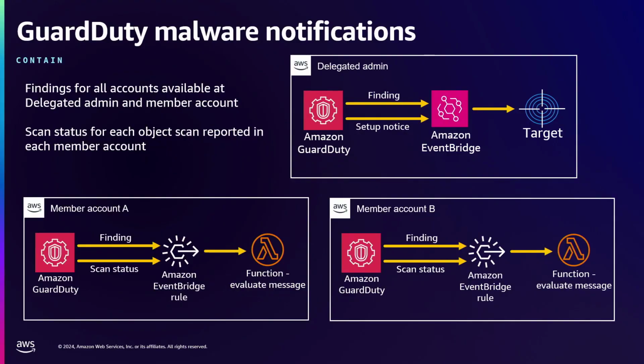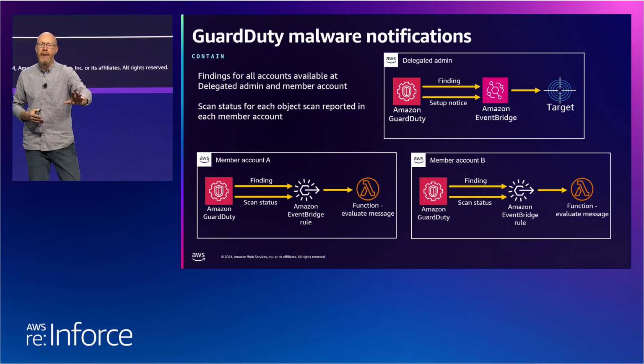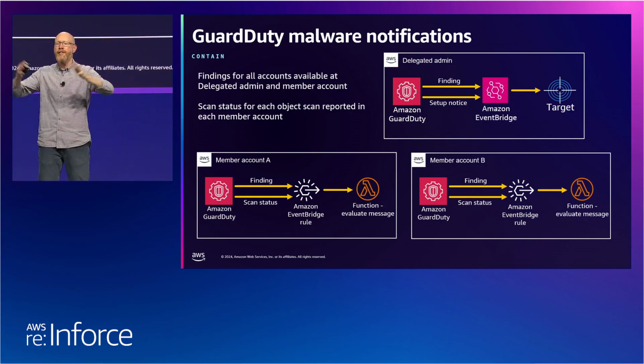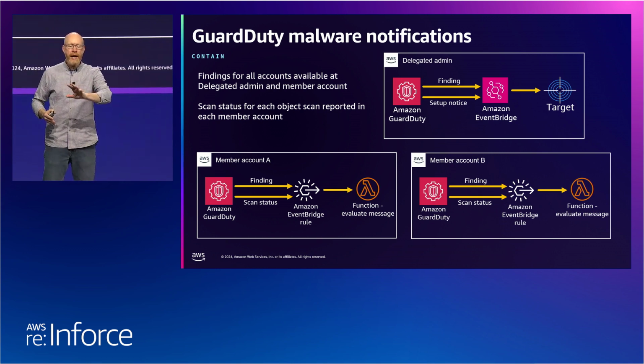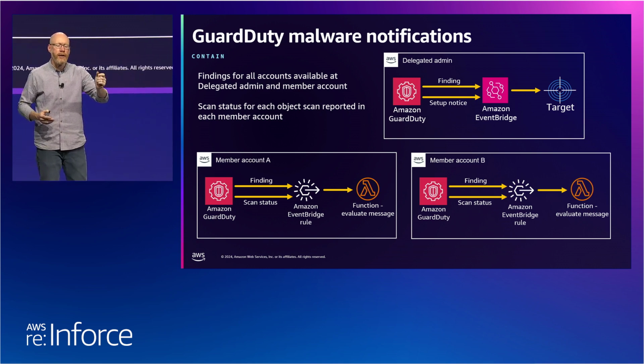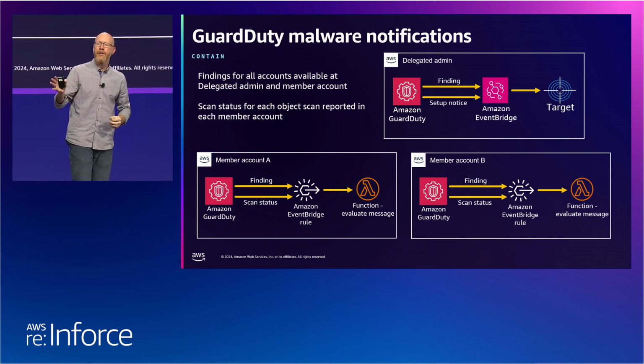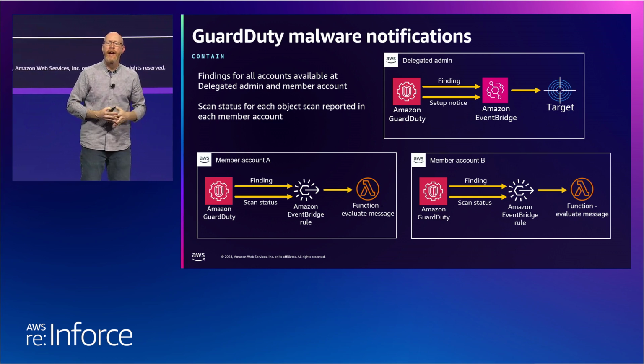A key thing to keep in mind is what does this look like and how does this approach function when you are operating in a multi-account environment? The top account represents a delegated admin account. GuardDuty is enabled in there and it can see all the other member accounts. The delegated admin account will get a finding not only for anything that's happened in the delegated admin account, but it'll also receive a copy of all the findings for all the member accounts that are part of the organization that the delegated admin account is for.